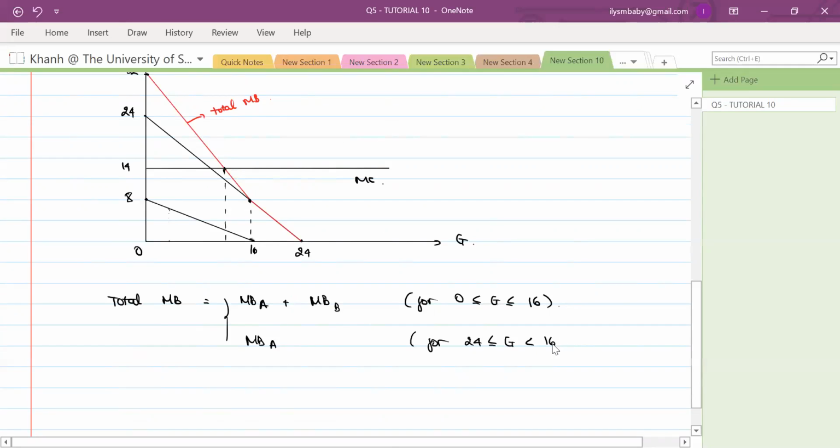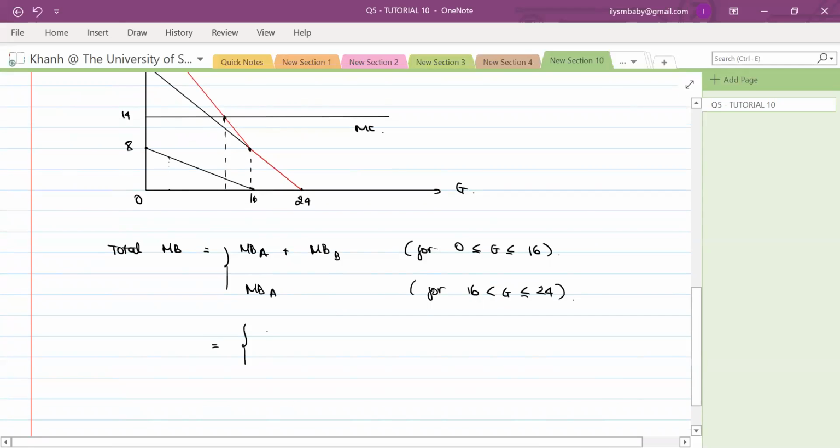Oops, sorry, it's the other way around. So 16. Therefore the total marginal benefit is equal to 24 minus G plus 8 minus 0.5 G. The second part is just the marginal benefit of Alex, which is 24 minus G. So the first part is 32 minus 1.5 G.